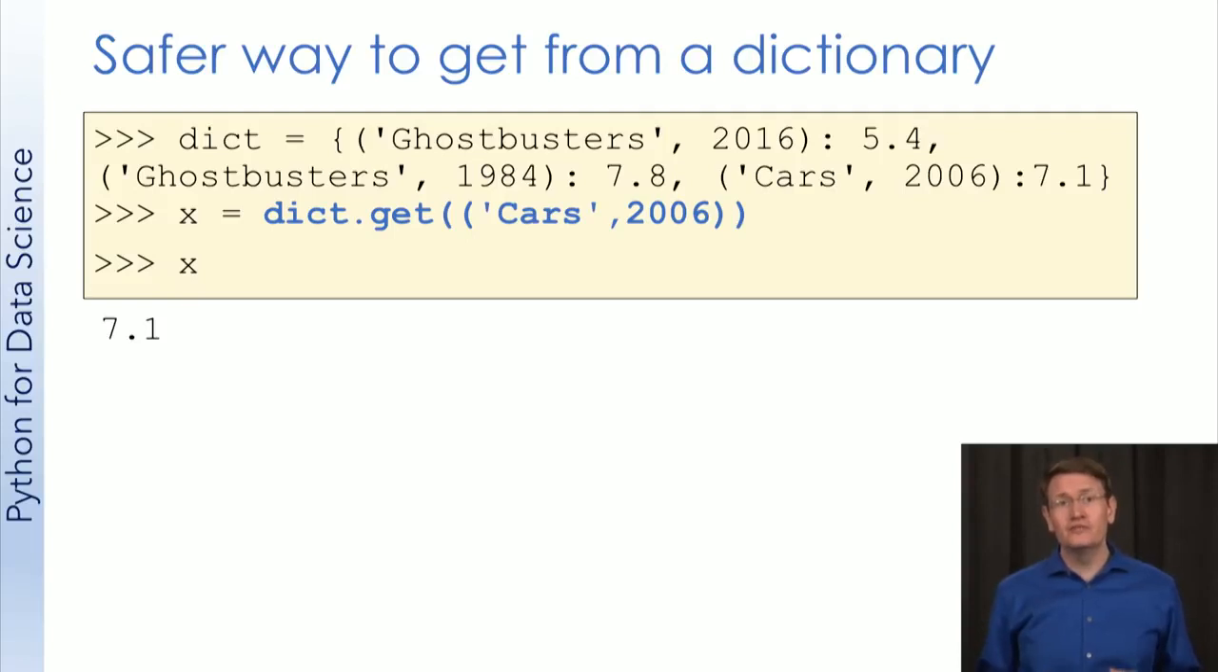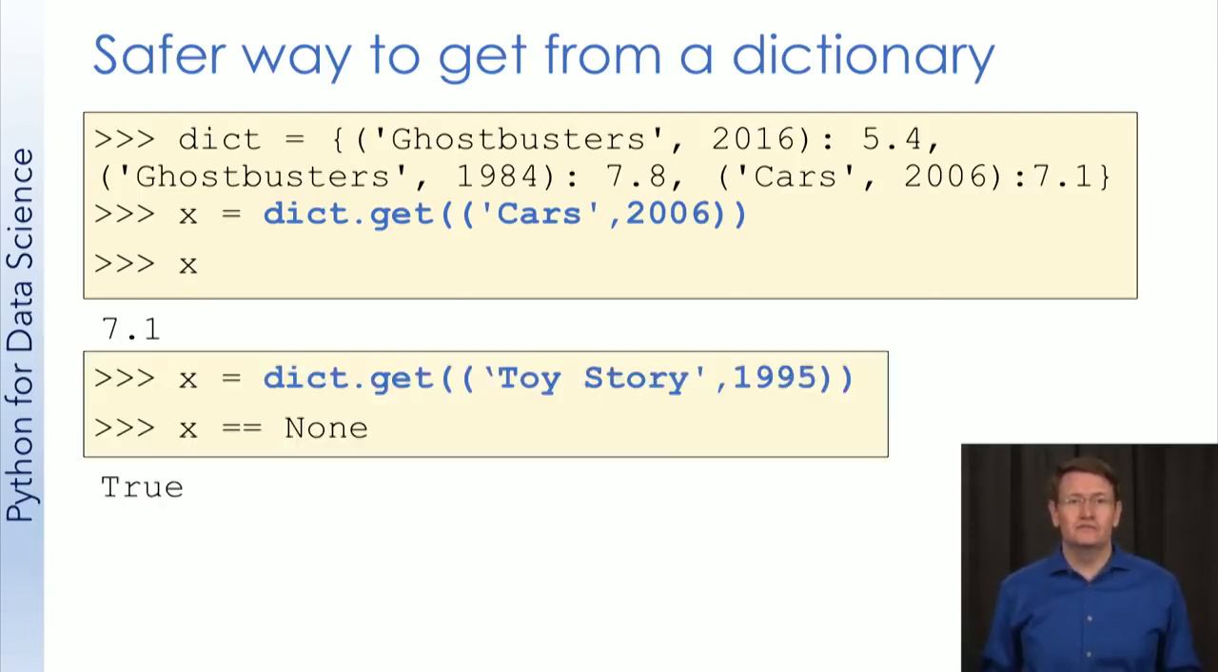The first is to use the method get to gain access to a value for a specified key. Here, when the key is in the dictionary, you get back the value just as you'd expect. But if the key isn't in the dictionary, we get back the value None. You can then use the test is x equal to None to see if the element was in the dictionary.